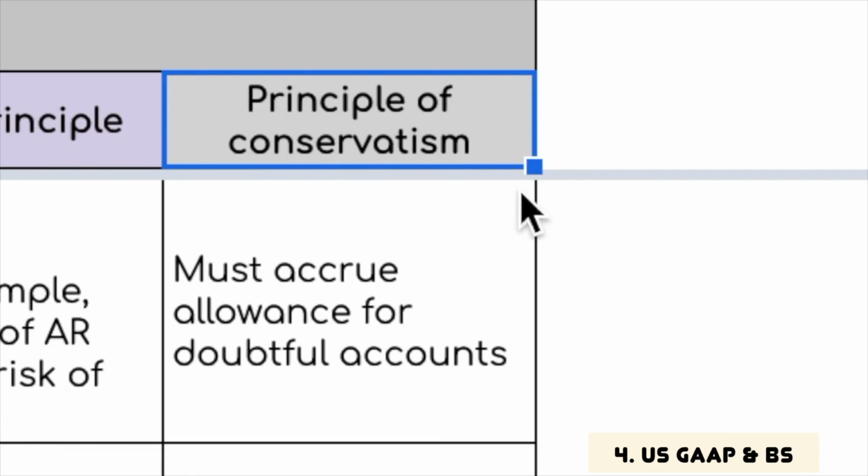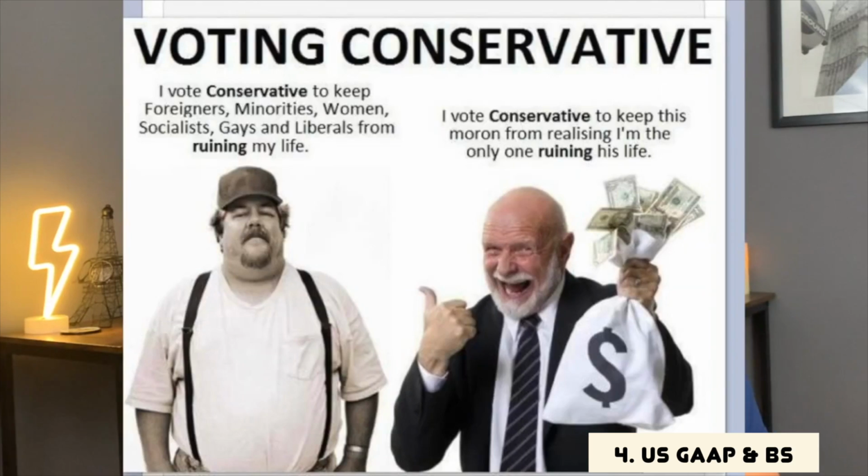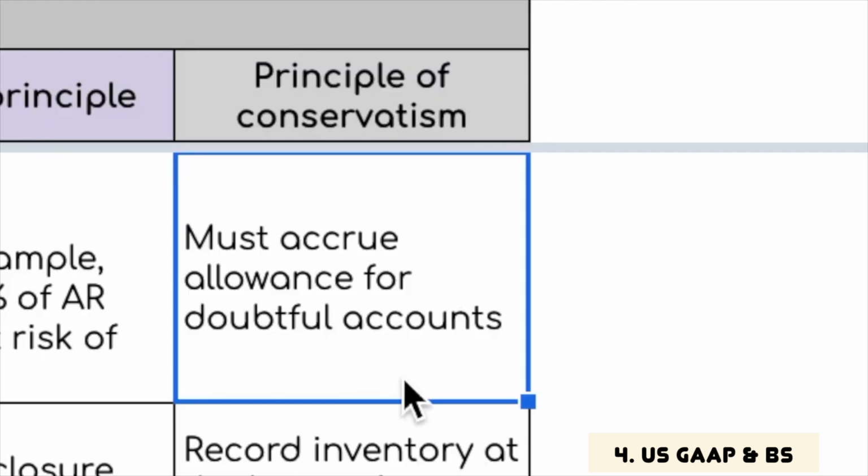The next principle here is conservatism, and I don't mean this kind of conservatism. What I mean here is the conservatism of showing accurately the balances in your balance sheet and accounting for anything that can go wrong. And so with accounts receivable, you must accrue for allowance for doubtful accounts, like we said, which is what you estimate as the AR balance that's not going to be collectible in the future, and that's the principle of conservatism here.